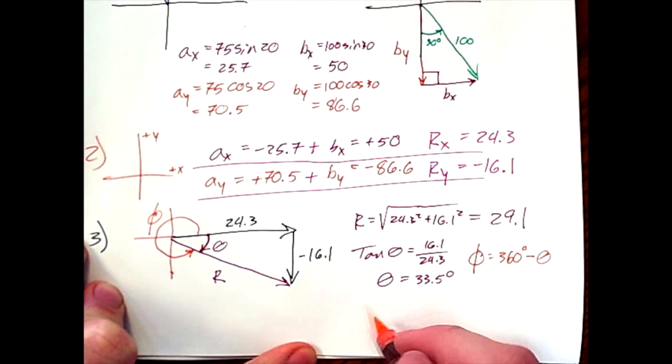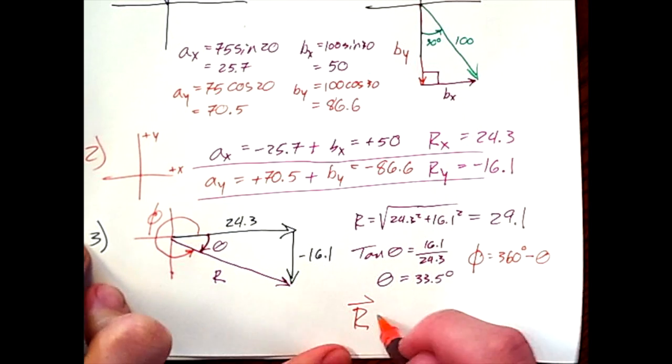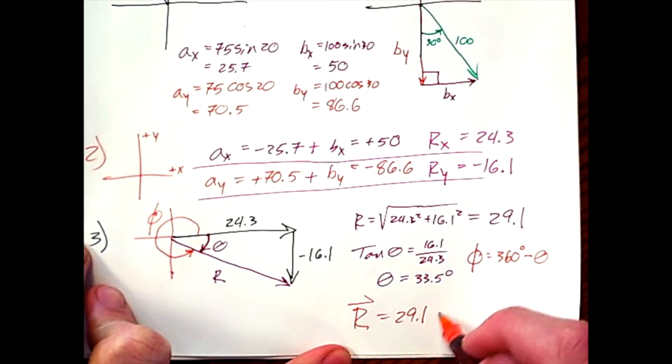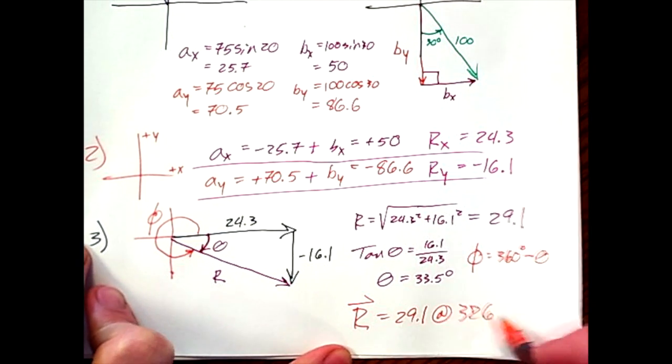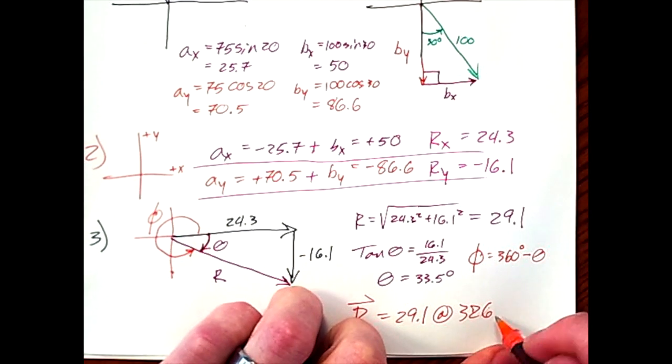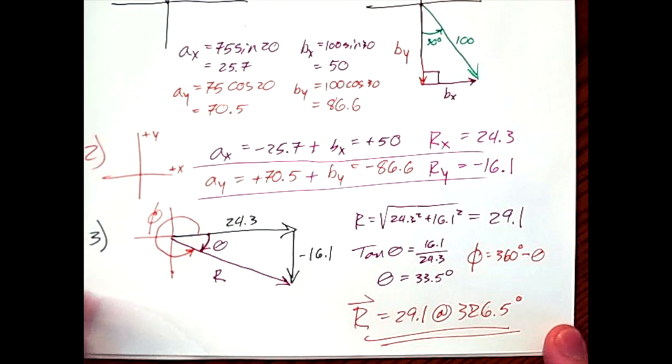So my final answer is the resultant of A plus B is 29.1 at an angle of 326.5 degrees. Does anybody have any questions?